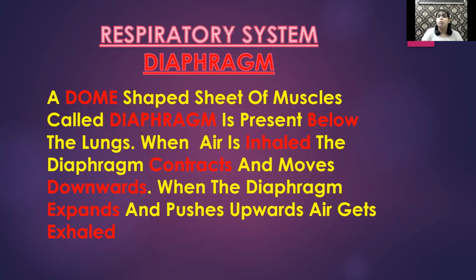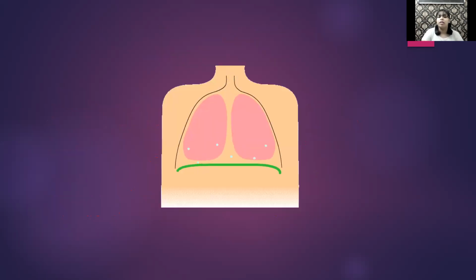Now we're moving on to the diaphragm. A dome-shaped sheet of muscles called the diaphragm is present below the lungs. So your lungs are above and this diaphragm is present below your lungs. When air is inhaled, the diaphragm contracts and it moves downwards. And when the diaphragm relaxes, it pushes upwards. This is how the inhaling and exhaling happens. Can you see in the picture? Yes, when you're breathing out, it expands.